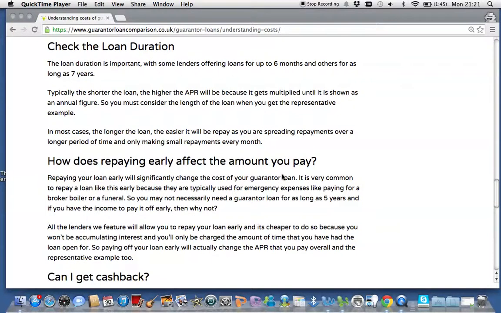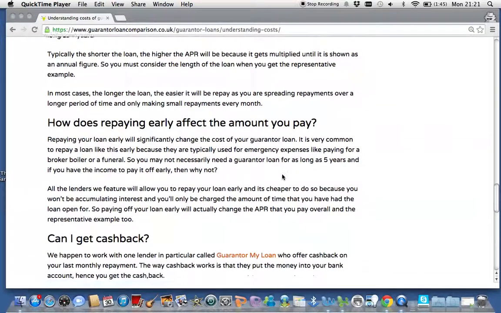The loan duration, as I touched upon earlier, is very important, because if you've got a loan for only a few weeks or months, like a payday loan, when calculated for a year, it then becomes very inflated, like a few 100% or a few 1000%. So that's always worth considering.